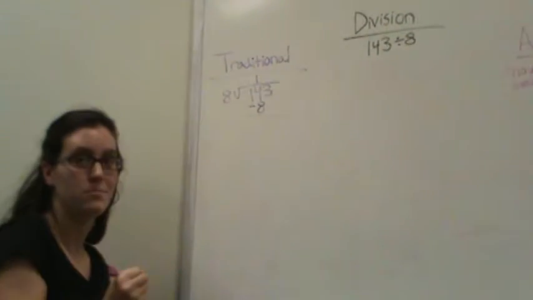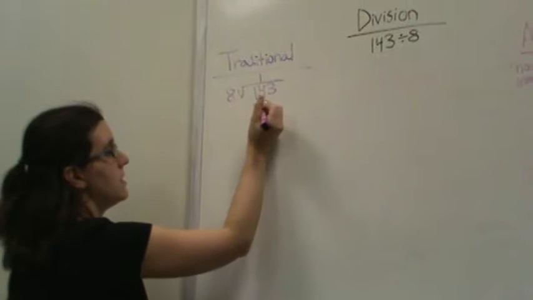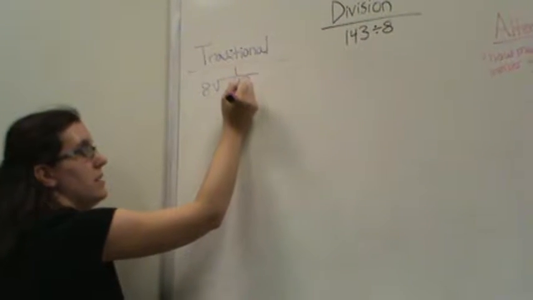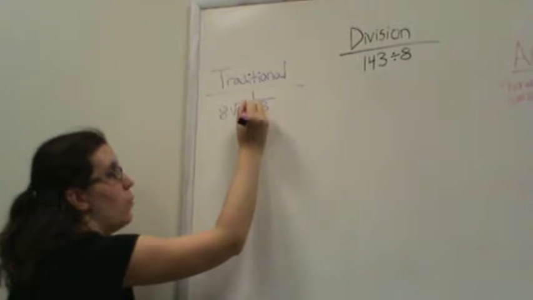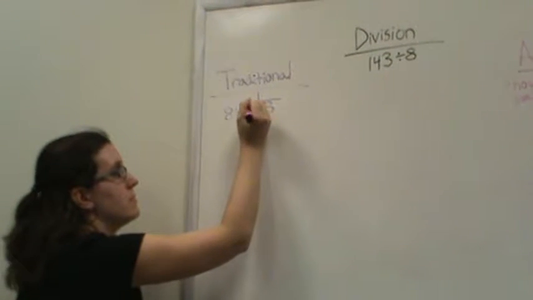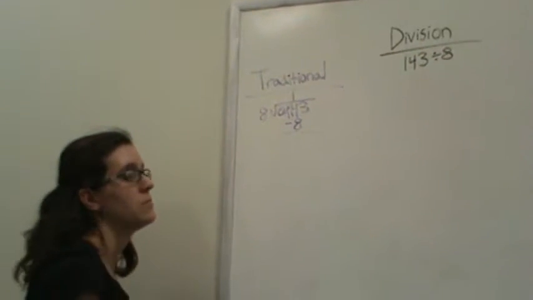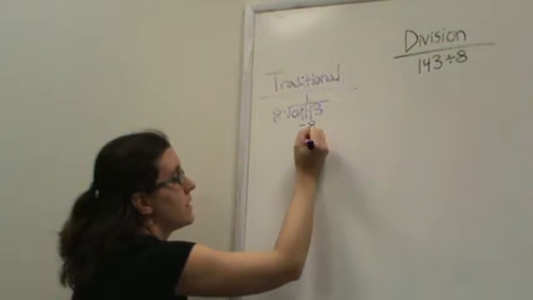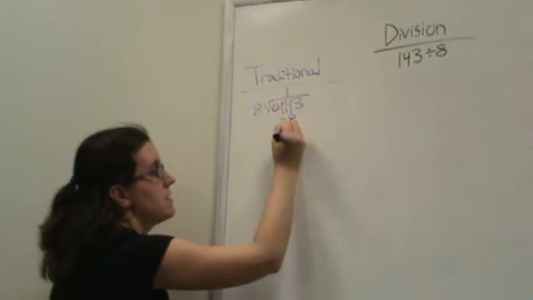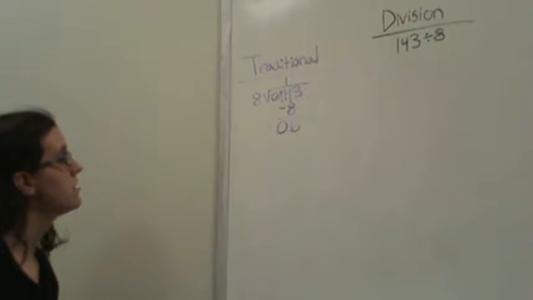Make sure you put your subtraction sign because I know many of you have forgotten to do that. You can't subtract 8 from 4, so you have to borrow 1 from here. That gets turned into a 0. 14 subtract 8 is 6. You can drop down the 0 if you want. If you don't, it doesn't matter, it's your choice.